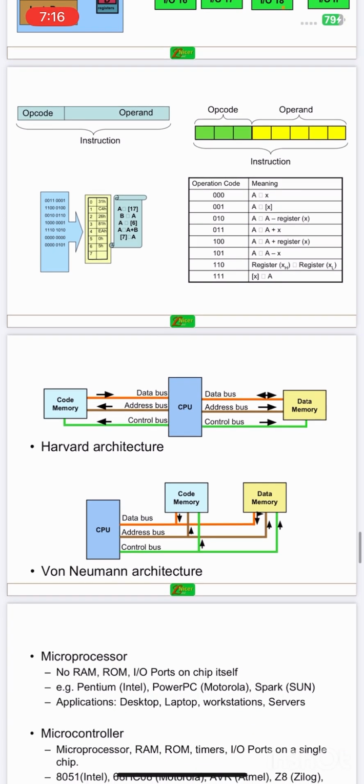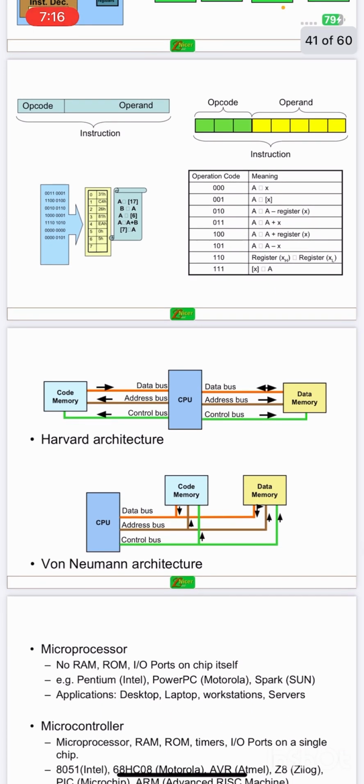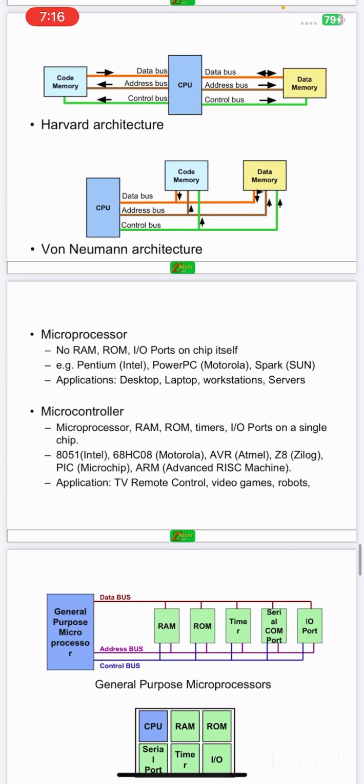And then we have the Harvard architecture and non-Von Neumann architecture. This is the architecture in which the CPU has access to the data bus of both data memory and code memory, and this is the diagram which is explained very neatly.